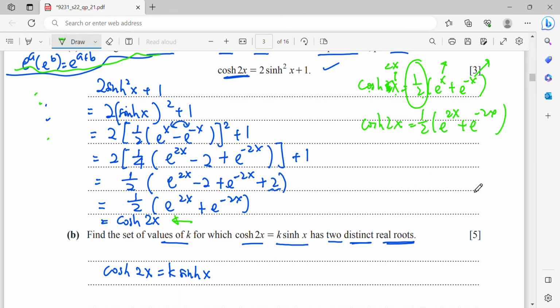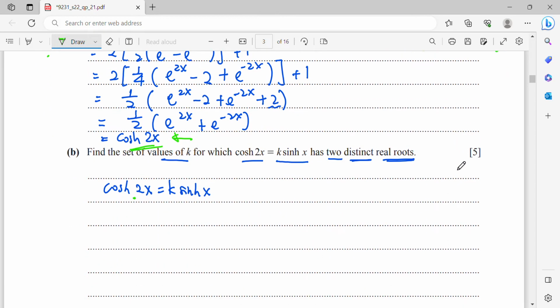So now, since we have cos 2x in terms of sin x, I will replace the left hand side by 2 sin square x plus 1, which is a result from the previous part. So now I will change this to 2 sin square x plus 1 equals k sin x. Then now I can rearrange it to get a quadratic equation in terms of sin x. So 2 sin square x, move the k sin x to the left hand side. It will be negative k sin x, then plus 1 equals to 0.